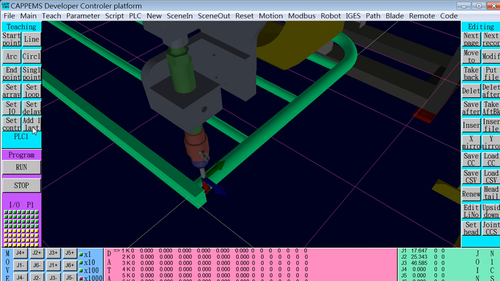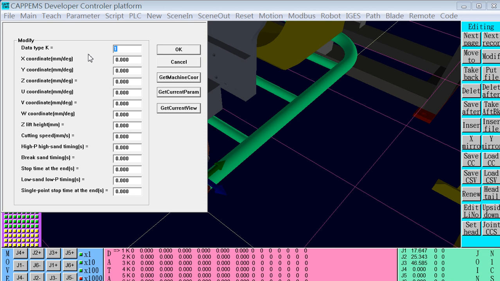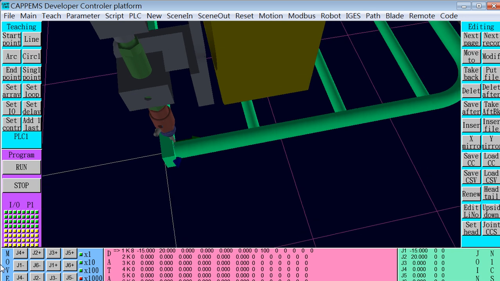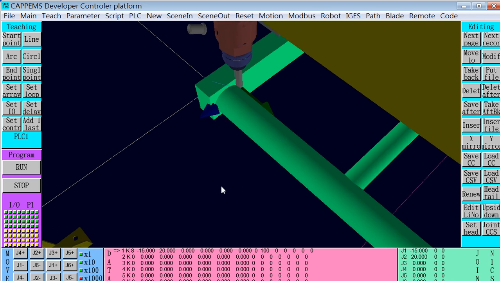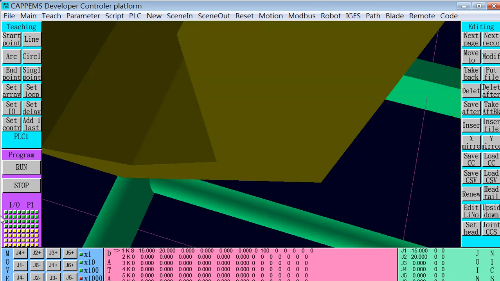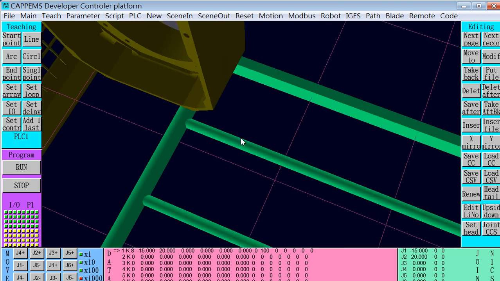Joint mode. L1 last. Data 8. Get current speeds, 100 millimeter per second. Located S at minus 15, half radius of 30. The Y 20, the Z 0. Okay, let's see the pose. And this position.